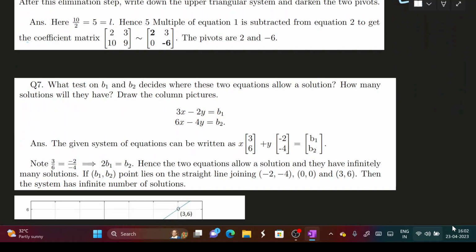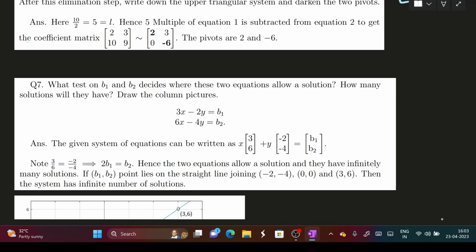Now question number 7. What test on b1, b2 decides whether these two equations allow solutions? Whether these two equations allow a solution or not. How many equations will they have? Draw the column pictures. So first of all, what is the column form notation?